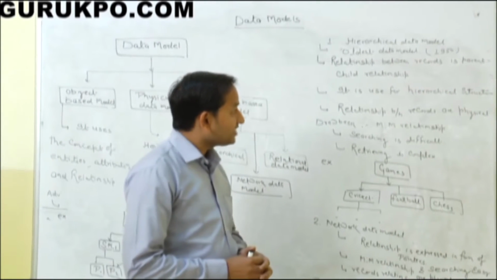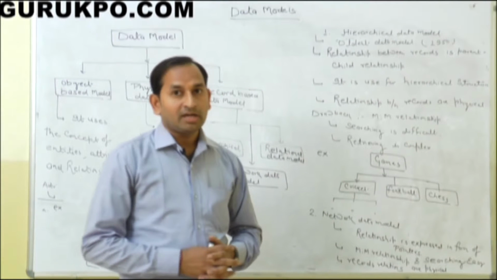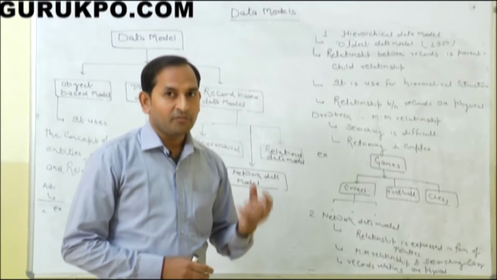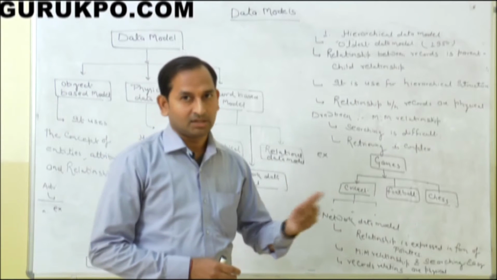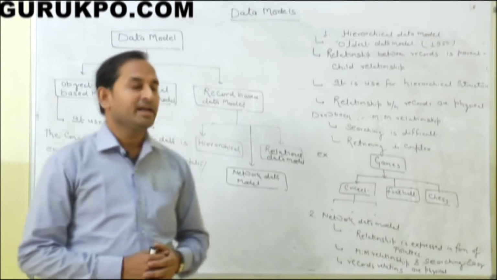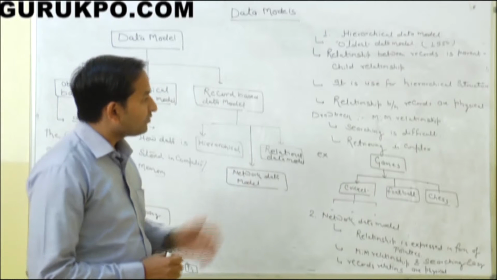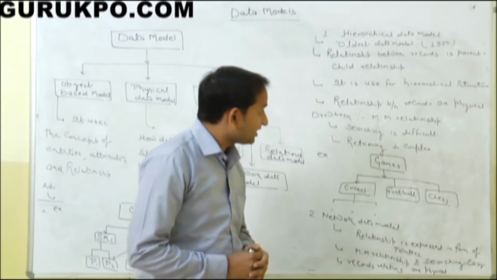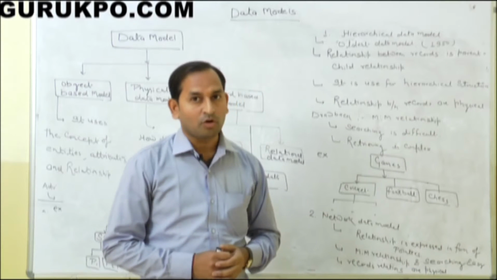Second drawback, searching is difficult. We cannot easily search in hierarchical data model. If we want to search a particular child, we have to first find out its parent. So searching is very difficult in hierarchical data model. Last one is retrieving is complex. When searching is difficult, retrieving is also complex.